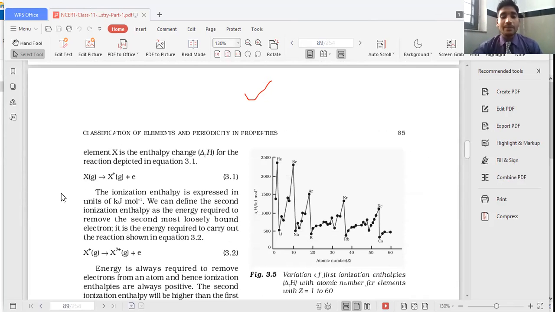The ionization enthalpy is expressed in units of kilojoule per mole. In general, we use this unit, kilojoule per mole, to express the ionization enthalpy. We can define the second ionization enthalpy as the amount of energy required to remove the second most loosely bound electron from a cation. All right, as you can see in this reaction, X plus gives X2 plus, and a further electron is removed. Clear?